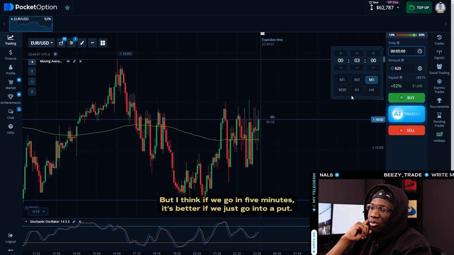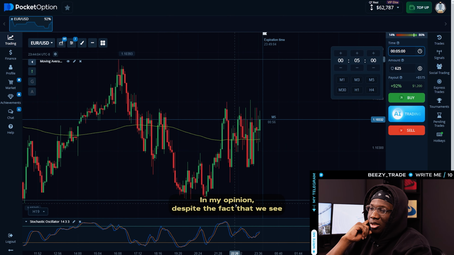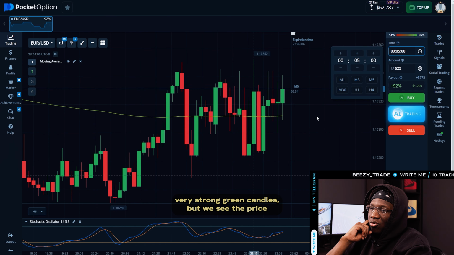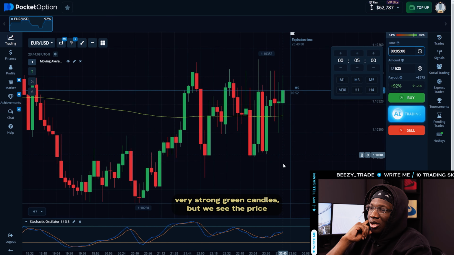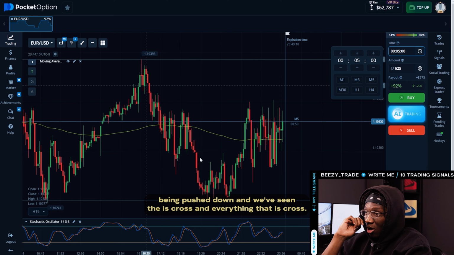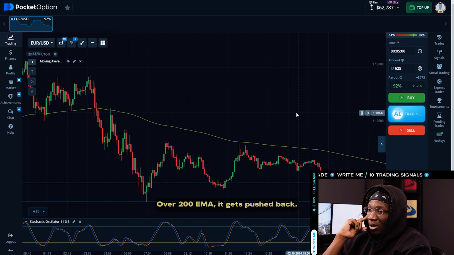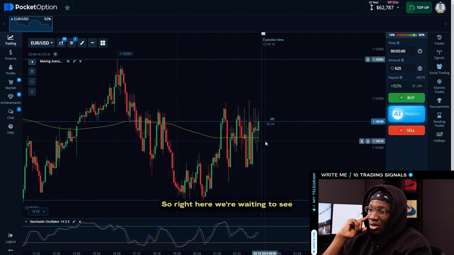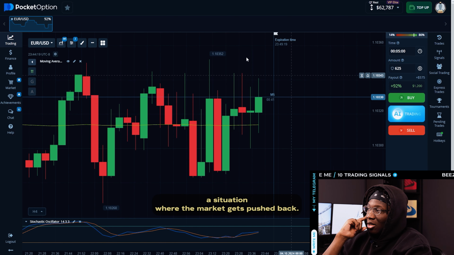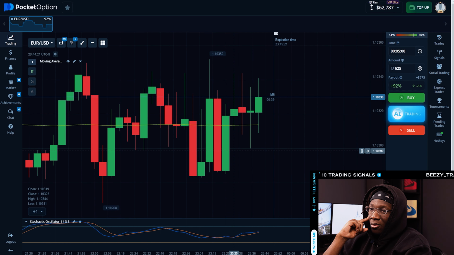it's better if we just go into a put, in my opinion, despite the fact that we see very strong green candles, but we're seeing that price being pushed down, and we've seen that it's crossed, and every time that it's crossed over the 200 EMA, it gets pushed back. So right here, we're waiting to see a situation where the market gets pushed back right here.